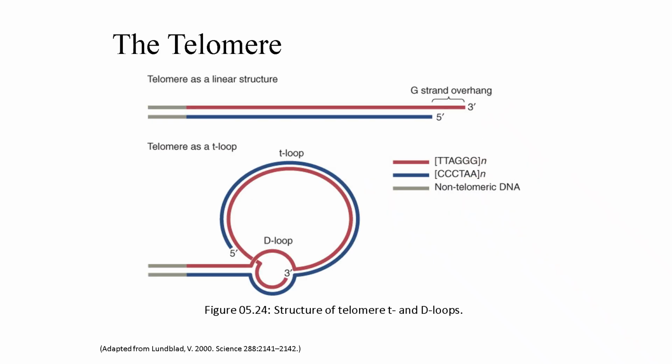This looping structure forms what's known as T-loops and D-loops, where the single-stranded overhang invades a duplex region of telomeric DNA. These structures are stabilized by a set of telomere-binding proteins, creating a cap-like architecture that prevents chromosome end fusion and degradation. This spatial configuration is critical for preserving chromosome integrity over successive cell divisions.